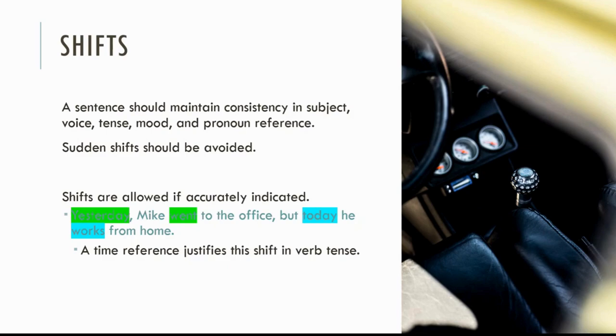Shifts are allowed in certain situations, like this one: yesterday Mike went to the office, but today he works from home. Depending what time of day you say it, you might say "worked" if the workday is over. But if it's during the day, it does make sense to say present, even though the rest of the sentence was past.